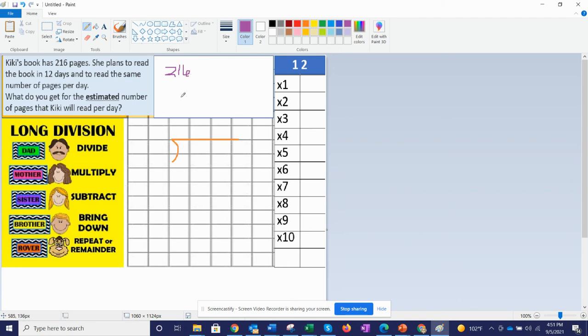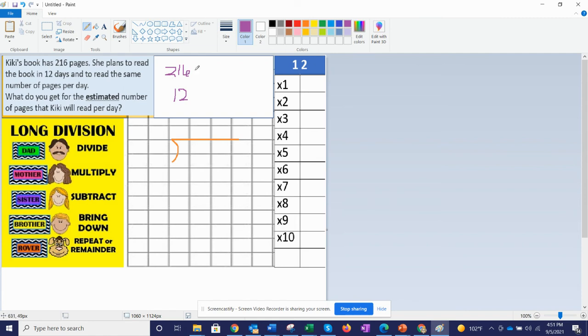She's planning on reading 12 pages every day. So that's kind of how many is going to go into each pile. We want to know how many days then it's going to take her to read the whole book. Look here, though, what it says. It says, what do you get for the estimated number of pages that Kiki will read per day? All right, this just basically means round, okay?